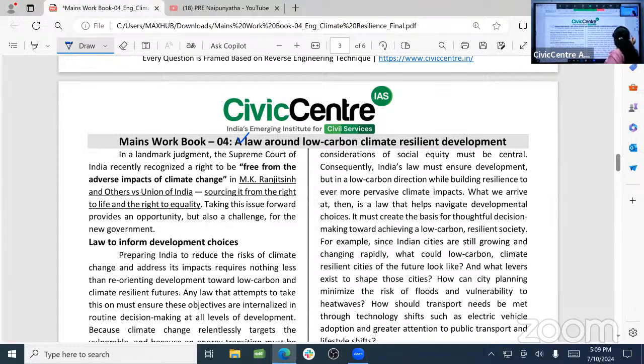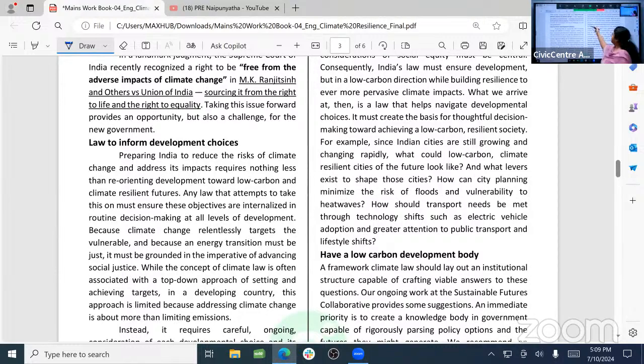Now, in this article, they have provided us with the judgment of M.K. Ranjit Singh versus Union of India, wherein the Supreme Court has said that the right to be free from adverse impacts of climate change is a part of the right to life as well as the right to equality. What are they? Article 21 and Article 14 of the Indian Constitution.